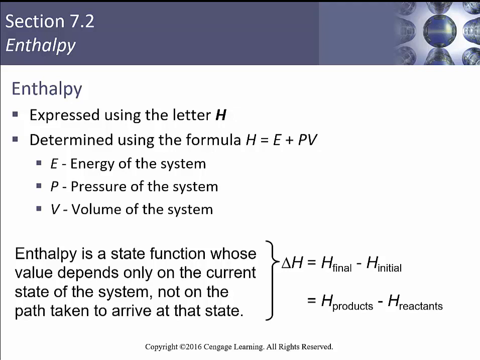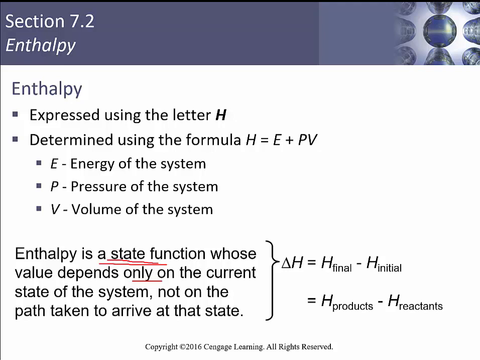It's only when you have a mismatch between the two that you need to worry about it. So our enthalpy, we're going to express using delta H, and it's determined using the formula delta H is equal to E plus P times V. So our enthalpy is going to be related to the energy of the system, the pressure, and the volume. So our enthalpy is a state function whose value depends only on the current state of the system and not the path taken to arrive at that state.